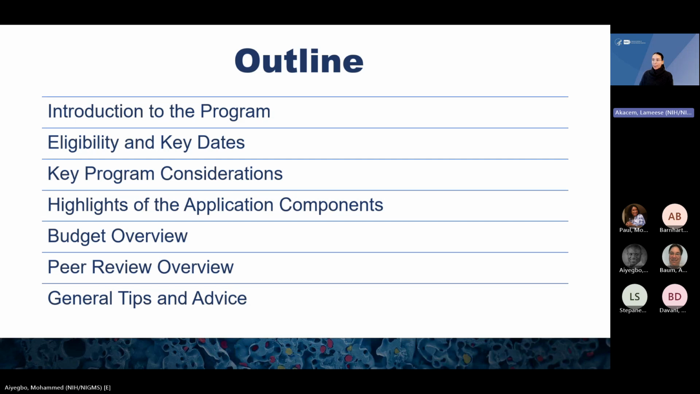We've organized today's webinar into 6 main sections to give you a better understanding of the BURT program. We will start with an overview of the program, its goals, and what it aims to achieve, then discuss eligibility and key dates, program considerations, highlight the critical components you will need to prepare, and peer review so you understand how applications are evaluated and what reviewers will be looking for, before closing with tips and resources. And at the end of the session, we will finish with a Q&A.